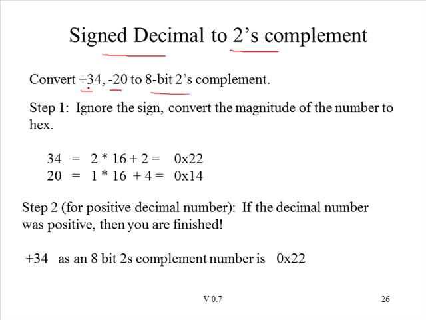The first thing is we're going to take the magnitudes 34 and 20 and simply convert that to hex. So 34 is hex 22, 20 is hex 14. In step 2, if it's a positive number, you're finished. This will be the 2's complement representation of a positive 34.